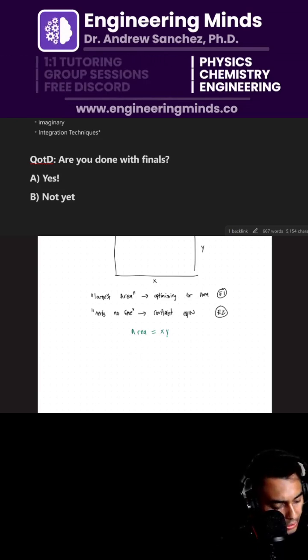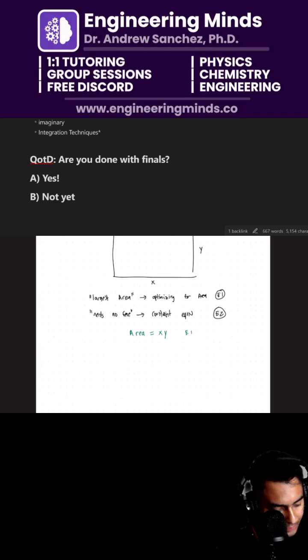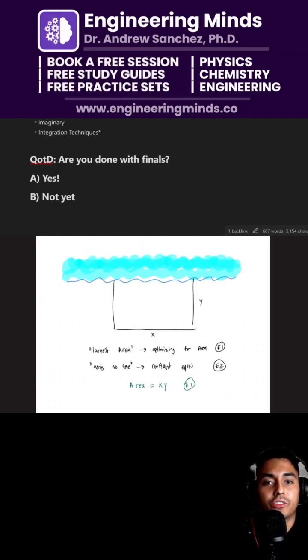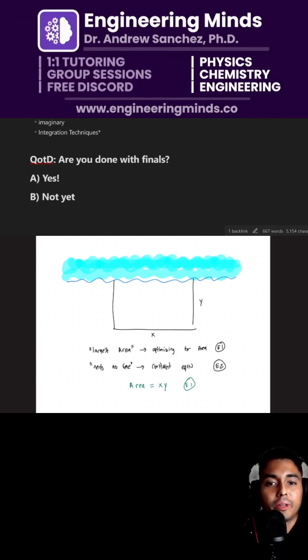So that's our equation 1. This is our optimization function. And the thing that we're optimizing is we're trying to get maximum area.